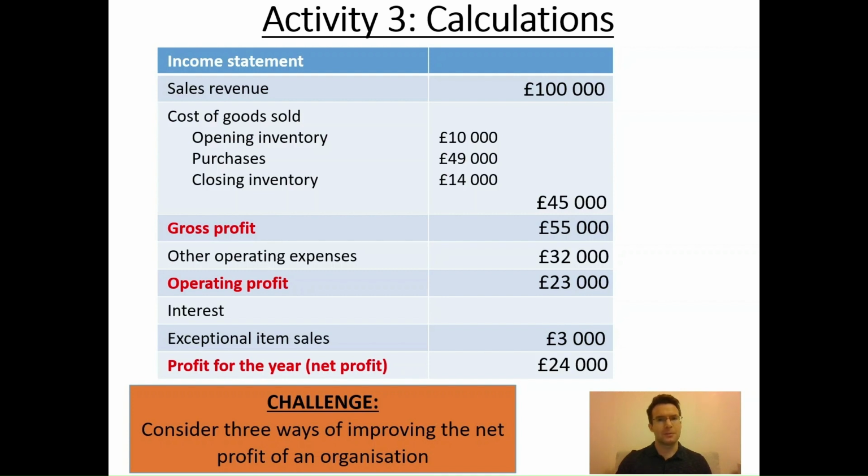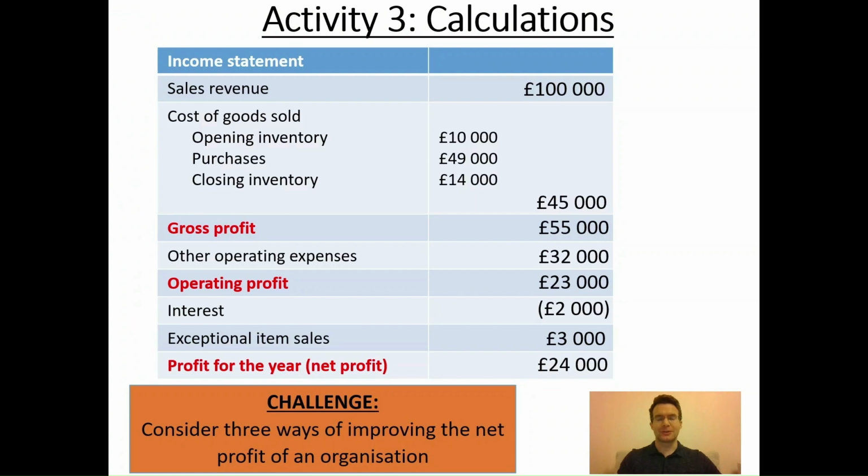Now this bottom bit you might have found a bit tricky, but operating profit of £23,000 and net profit of £24,000, taking into account the one-off exceptional item sale of £3,000, means that our interest had to be negative £2,000. Whenever you see something in brackets within business and finance, it means it's a negative or minus figure. So therefore, the interest was a negative. We got charged that, potentially on borrowing, which leaves us with a net profit of £24,000 for the year.